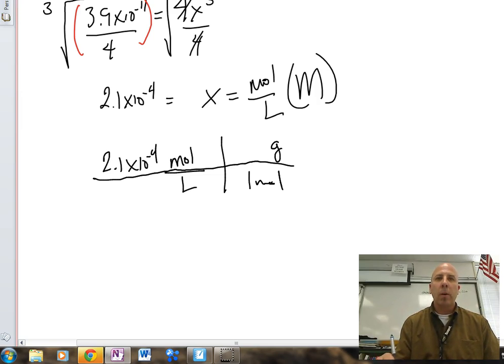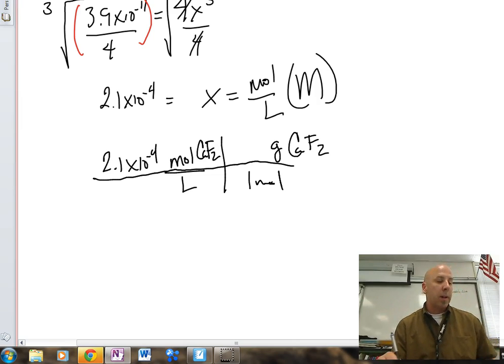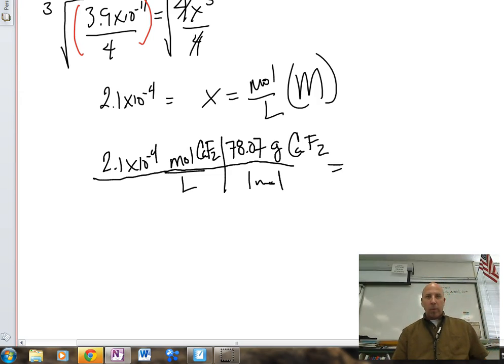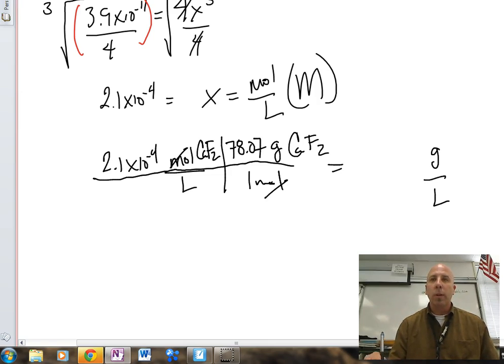1 mole on the bottom. Now, once again, we do have calcium fluoride, and so I just need to calculate the molar mass of my calcium fluoride there, which is 78.07. And so what I'm going to do now is just multiply those two values together. I'm going to get moles canceling with moles. I'm going to get an answer in grams per liter, which is our solubility, which is going to be 1.56 times 10 to the negative 2nd grams per liter as our answer.